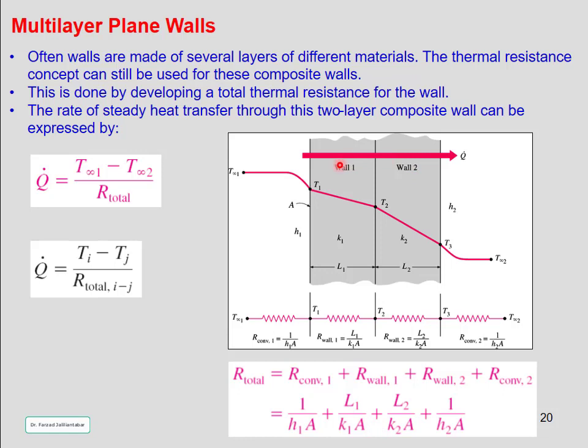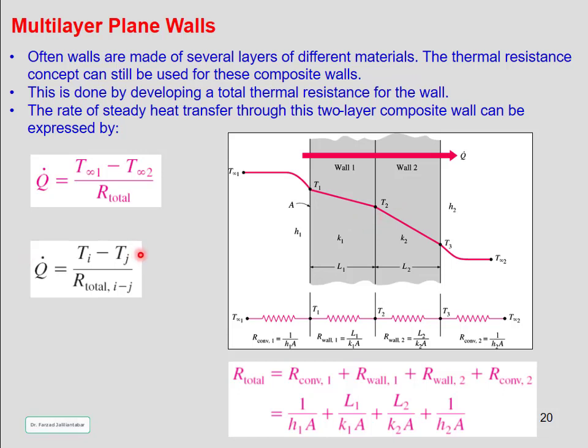This result for the two-layer plane wall is similar to the single layer case, except for an additional resistance added to the equation, which is related to material number 2 of the wall. This result can also be extended to three or more layer plane walls by adding additional resistance for each additional layer. Once Q dot is known, we can calculate the temperature at the surface of each layer of the wall.